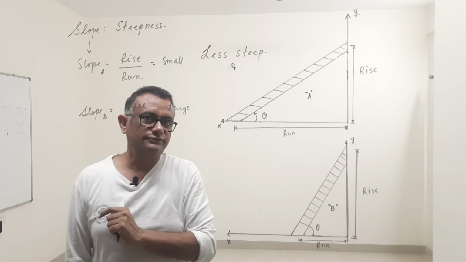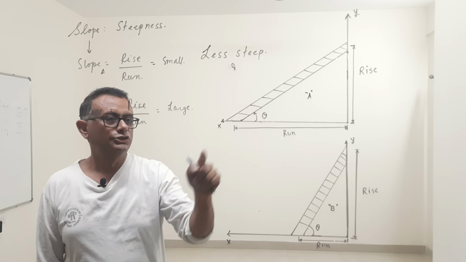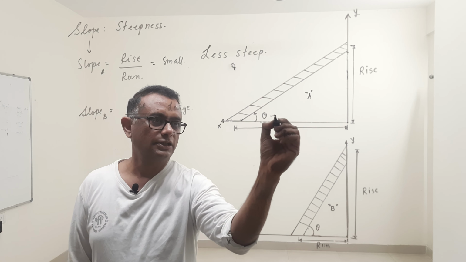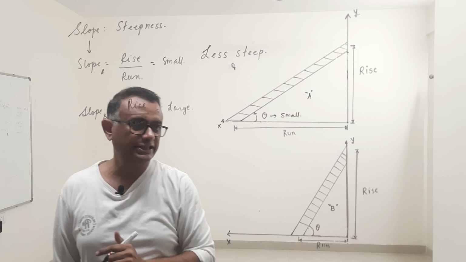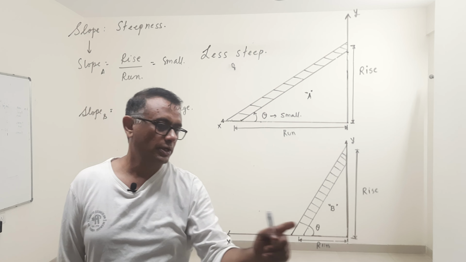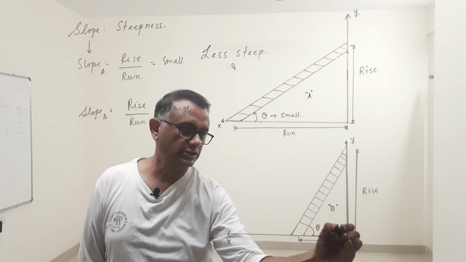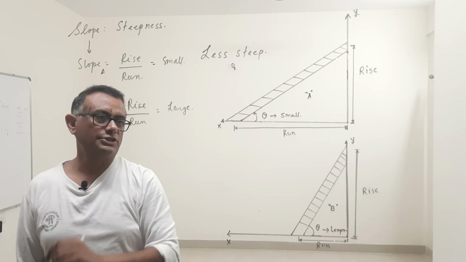The second thing you would have seen and guessed is that this angle has a very important part to play. If you have a smaller slope, this angle is small. Small angles, also called the angle of inclination, are associated with a small slope, and if you see here, this angle is larger when compared to that. So larger angles are associated with larger slope. So friends, I hope you have understood the concept of slope. Now let's try to do some numericals.